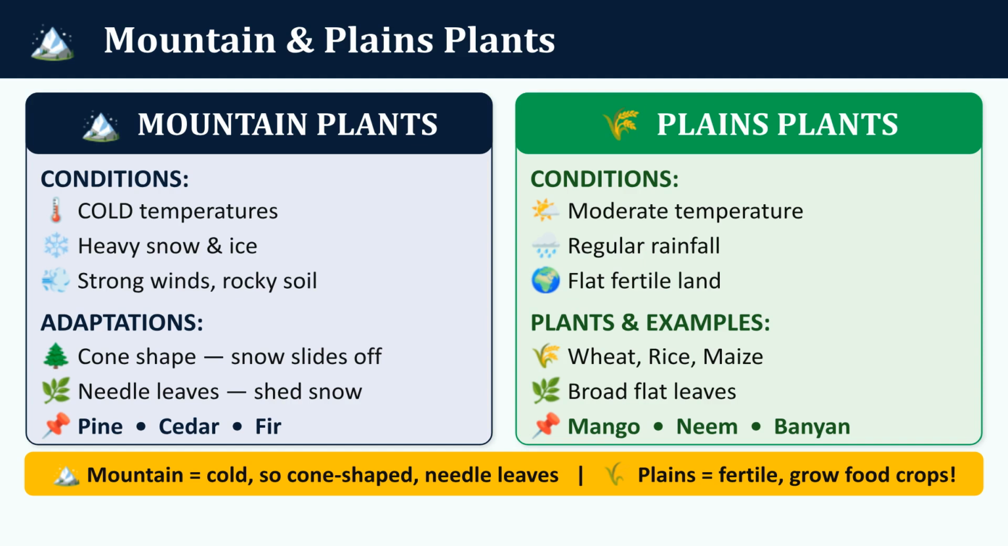Now let's come down to the plains. Plains have fertile soil, regular rainfall, and moderate temperatures. They are perfect for farming. Plants like wheat, rice, maize, mango, neem, and banyan grow well here. Their broad leaves help them prepare plenty of food.